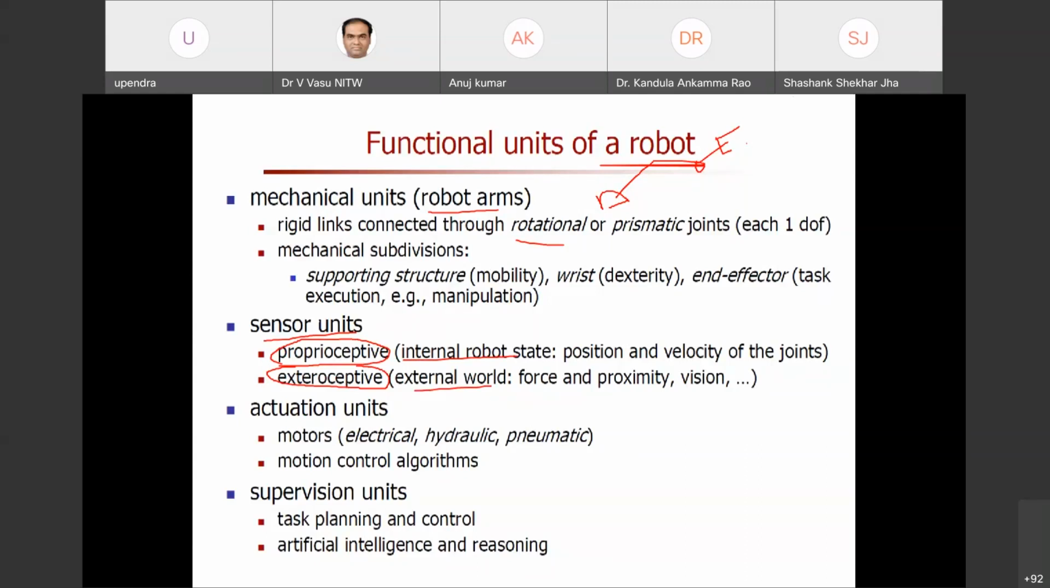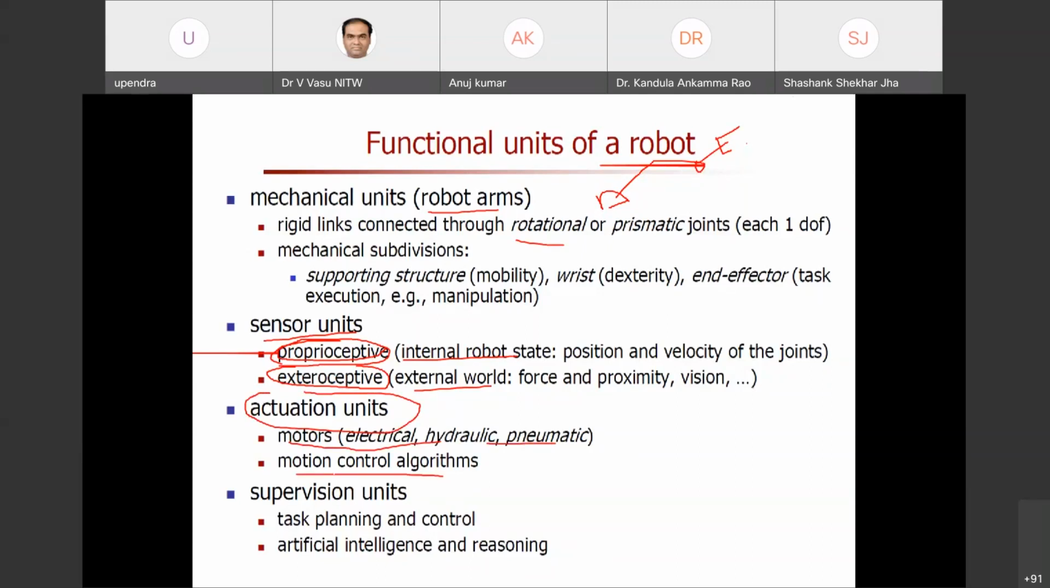In the coming class we will see the different types of proprioceptive or internal sensors, and we will discuss the external sensors that are used. Next we have the activating unit, which consists of different motors. Those motors may be electrical, hydraulic, or pneumatic actuators, and motor control algorithms are mainly used there.